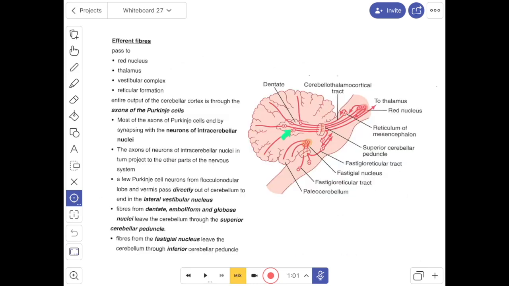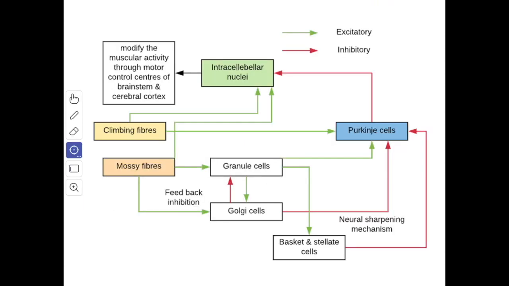Fibers from the dentate nucleus, the emboliform nucleus and the globus nucleus leave the cerebellum through the superior cerebellar peduncle, whereas the fibers from the fastigial nucleus leave the cerebellum through the inferior cerebellar peduncle. Next we'll see the intrinsic neuronal circuitry in the cerebellum.